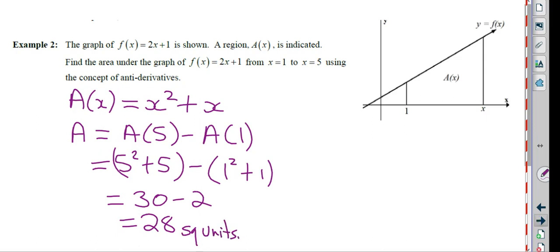Okay, so that area is 28 square units. So we can work that out. You could do it as a trapezoid if you wanted, right? You'll find out the area is 28 square units.